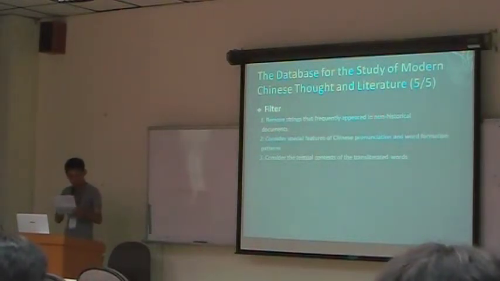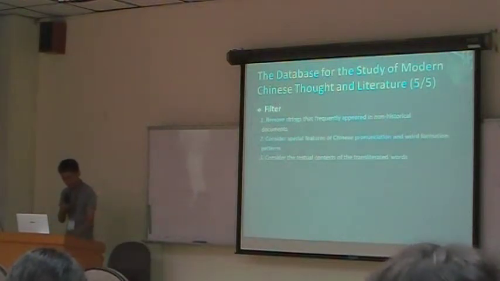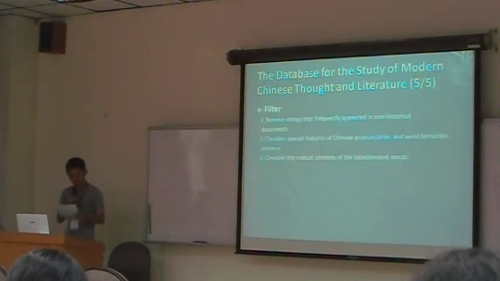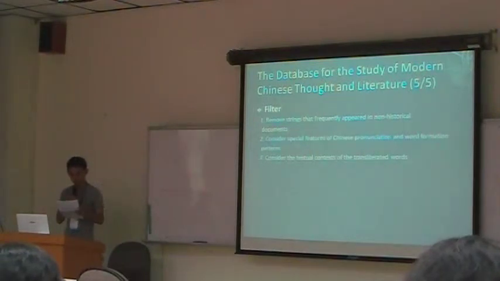The third type of filter is to consider the textual context of the transliterated words. Since the transliterated words in 海国图志 were manually marked, we could extract high-level linguistic features about the transliterated words and employ machine learning methods to mine the rules about the textual context in which transliterated words appeared, and then apply the rules to rank candidate strings.